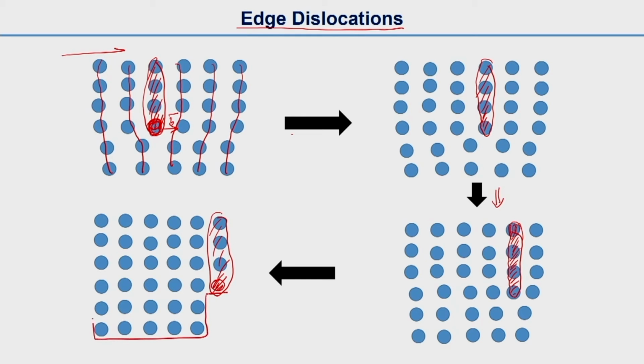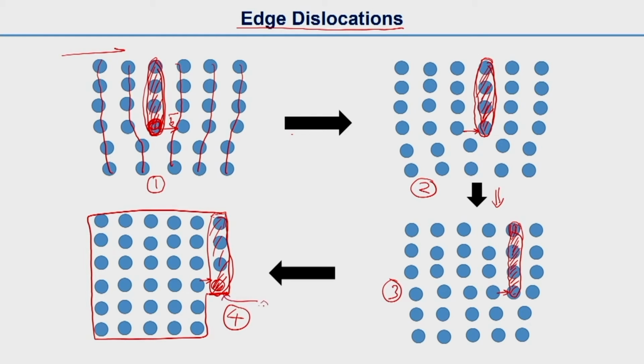Let us say we are showing only a few atoms, but the entire body will look like this. Again I am repeating this. The extra half plane was here in the first step, and in the second step it has a little displacement, and then again a displacement. In the third step, again one step towards the right, and in the fourth case again one step towards the right. Now this dislocation comes out of the crystal, creating a small step.